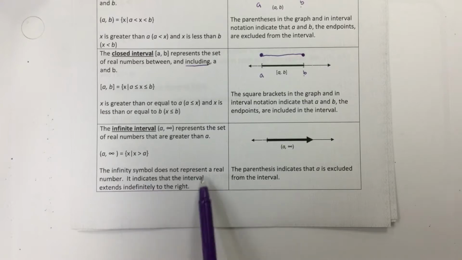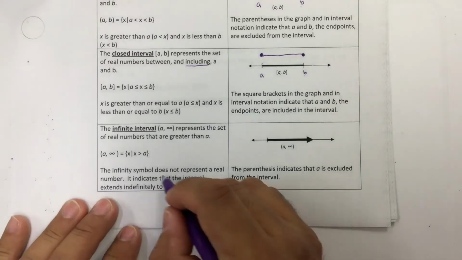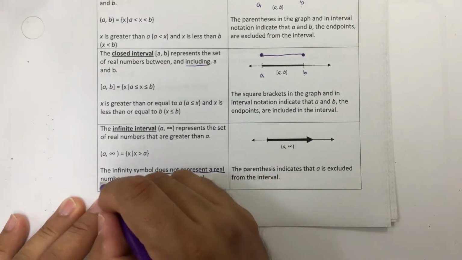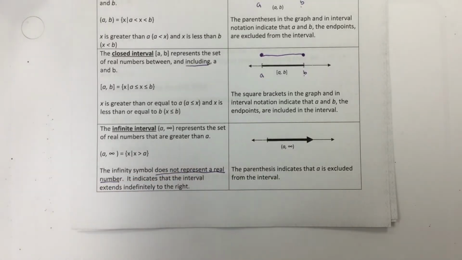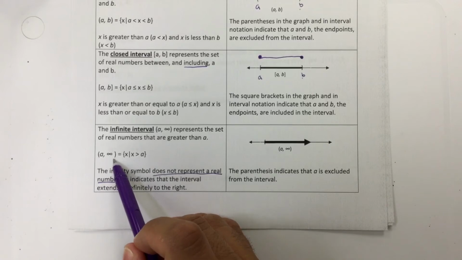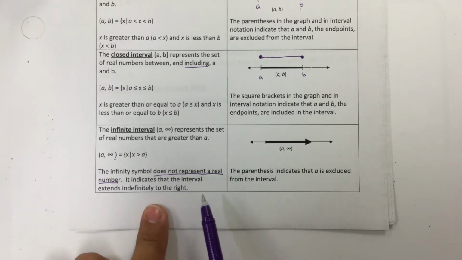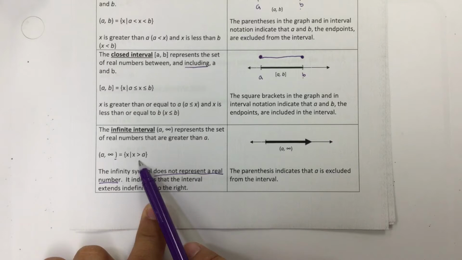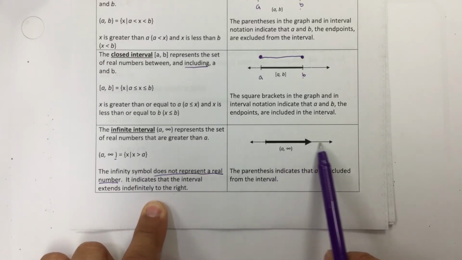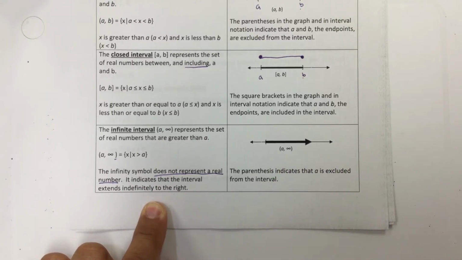The infinity symbol does not represent a real number. That's important. And because it does not represent a real number, we don't know the value. Infinity will always have a parentheses, always. Whether it's positive or negative, it will always have a parentheses because we do not know that value, okay? From here it says it indicates that the interval extends indefinitely to the right, okay? So what does that mean? Well, take a look at the graph. This statement indicates that it goes to the right to infinity forever, okay?